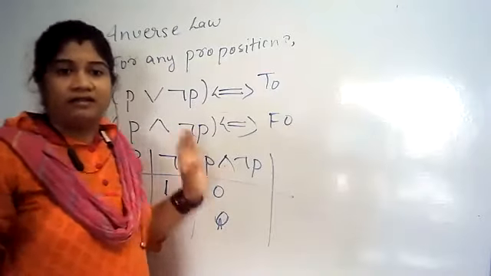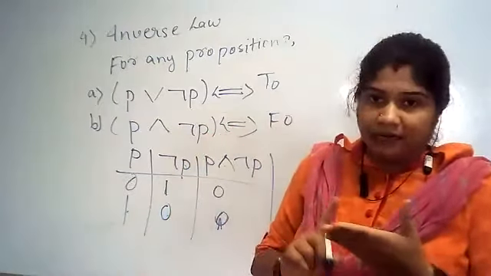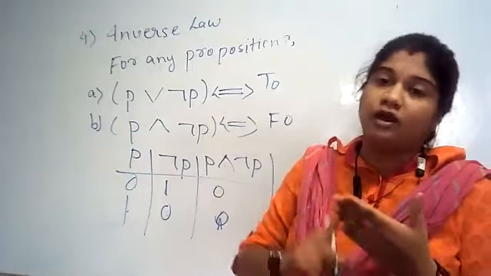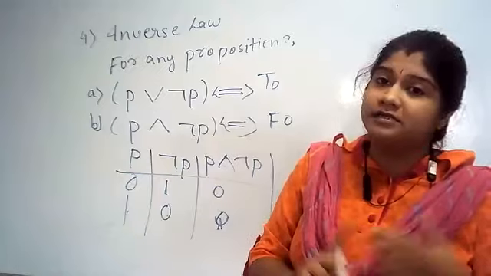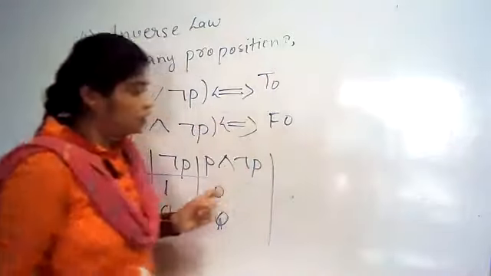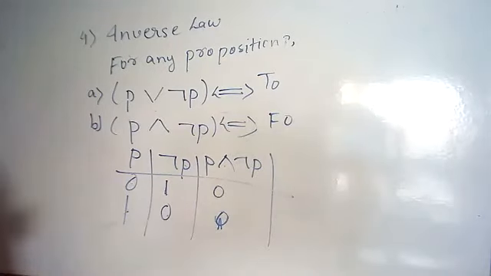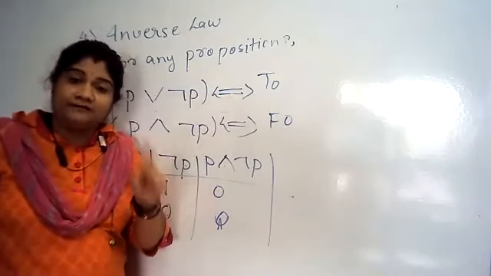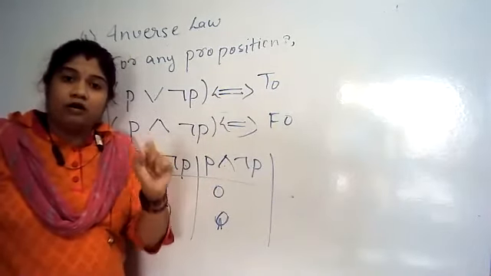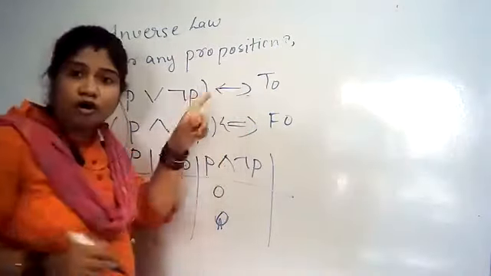If in case you don't remember, just put a truth table and verify: either P will come, or negation P, or tautology, or contradiction. You need to remember: if all are 1, it is compulsorily a tautology; if all are 0, it is a contradiction. So this is the inverse of a proposition. For any proposition P, we have two laws: P disjunction negation P is logically equivalent to tautology. This is logical equivalence, not the bi-condition. Don't be confused with the bi-condition, which is just a single arrow mark.